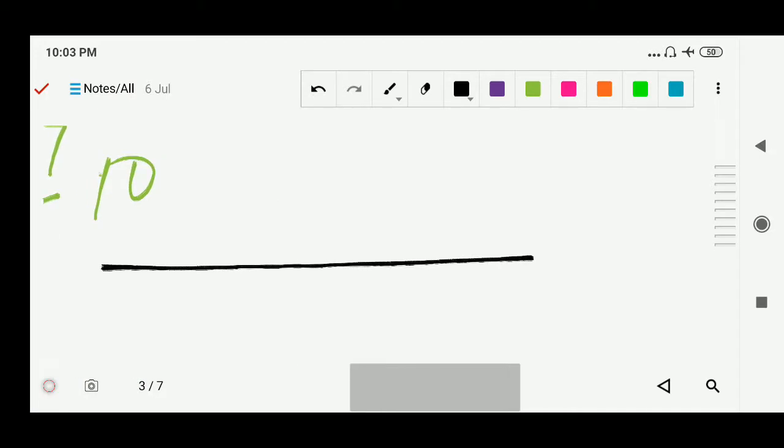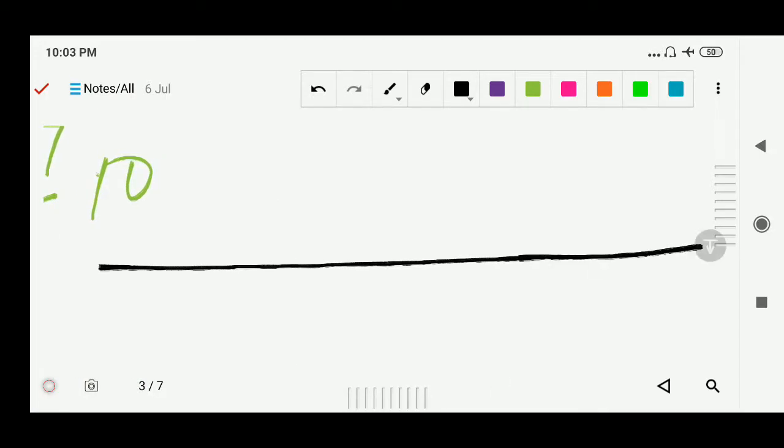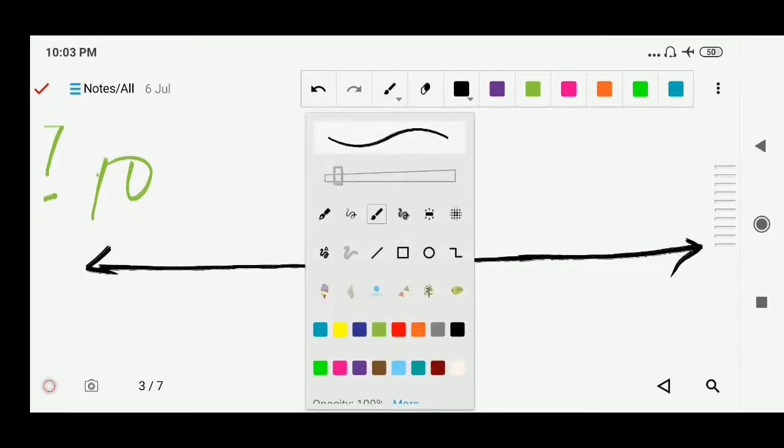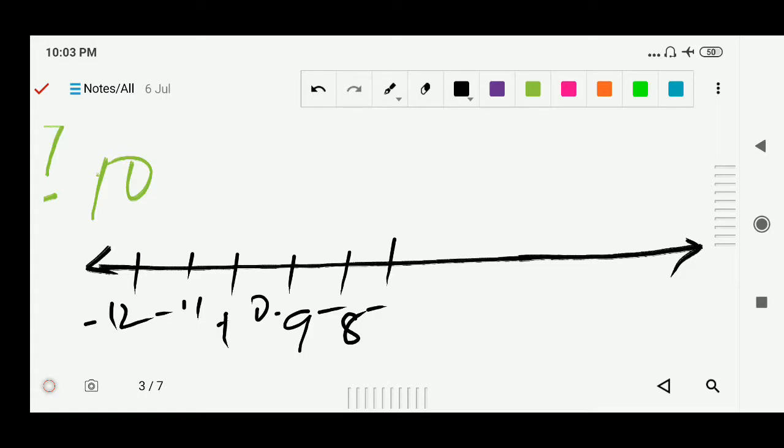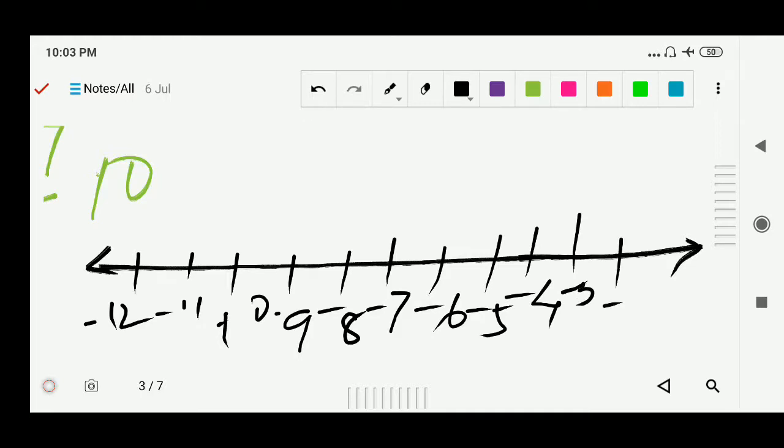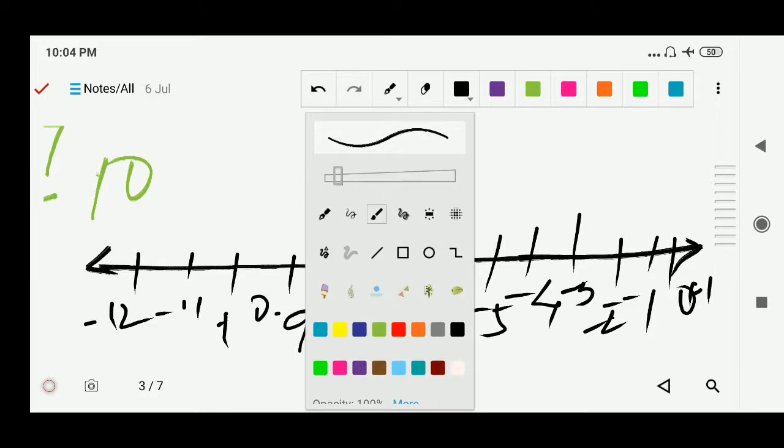Suppose I just start from here. It is minus 12, minus 11, minus 10, minus 9, minus 8, minus 7, minus 6, minus 5, minus 4, then minus 3, minus 2, minus 1 and 0, and here is plus 1. Likewise you can do it. Okay, so naturally you draw this number line.